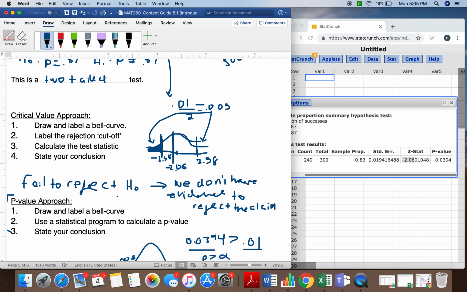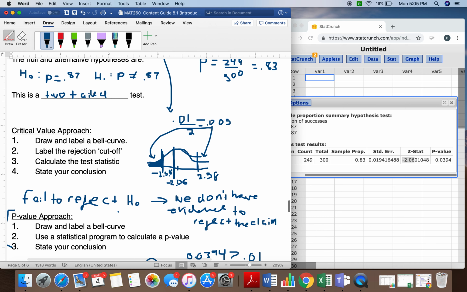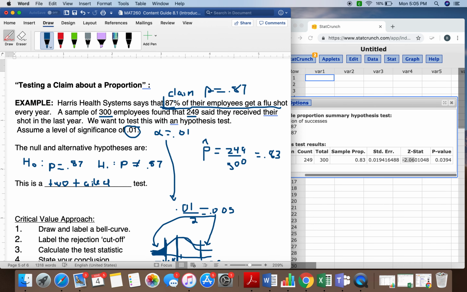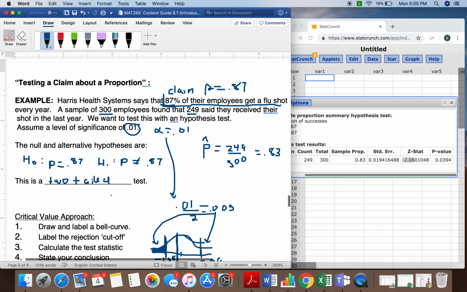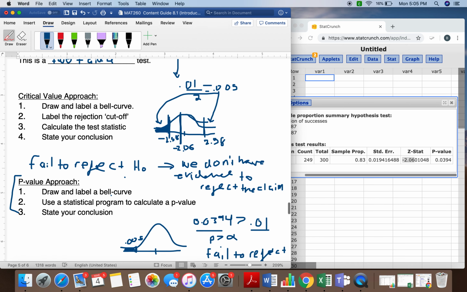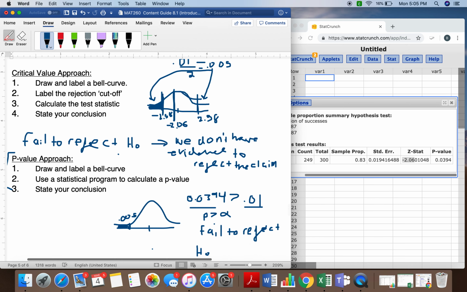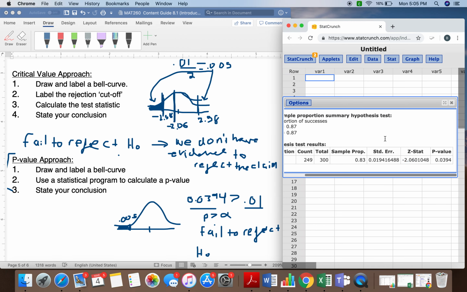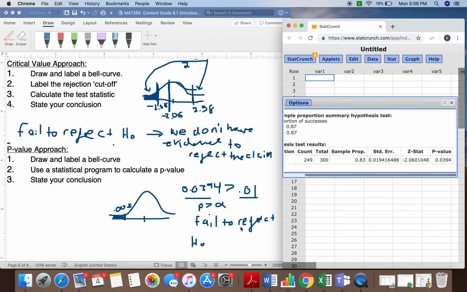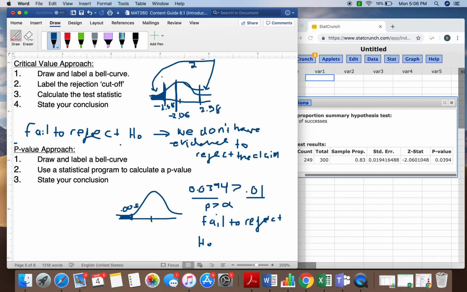So remember to always first figure out what your claim is, then write down your null and alternative hypothesis, draw out your curve, and then once you have your curve, you can go into StatCrunch, do your proportion stats, and compare your p-value to the alpha. If p is greater than alpha, you fail to reject. If p is less than alpha, you reject. And then that is how you do hypothesis testing for our proportions.